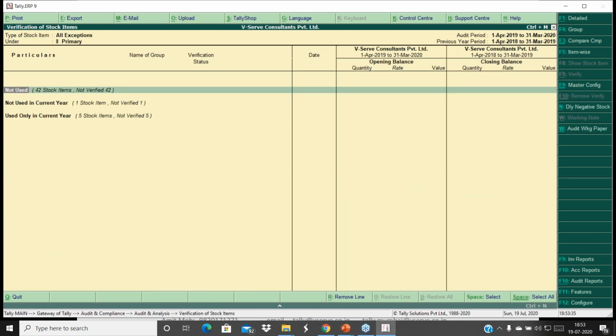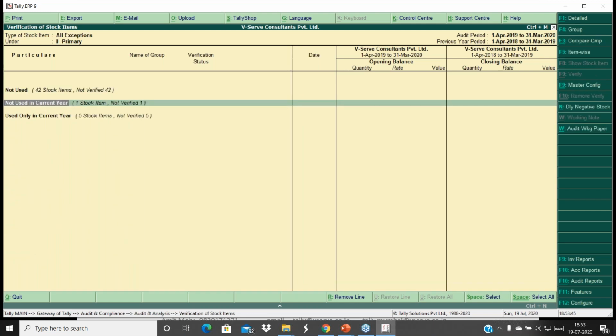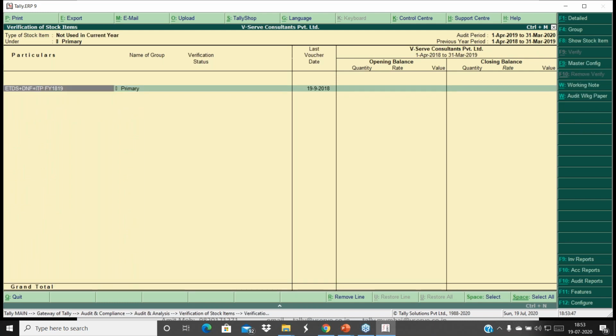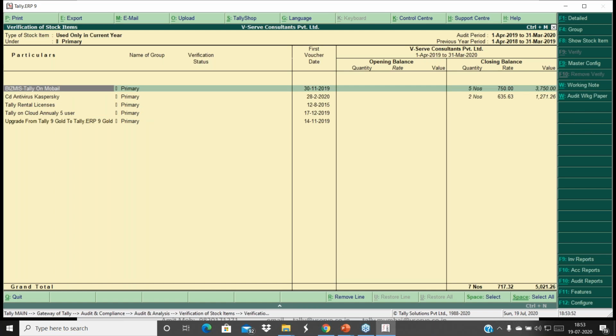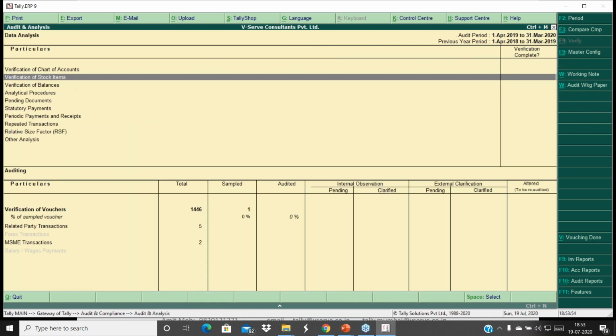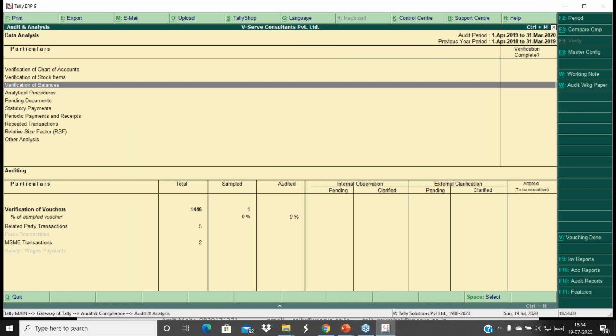Similarly, I can go for stock items. How many used items are there? How many not used items are there? And what is the total status for the same? The third report is for verification of balances.